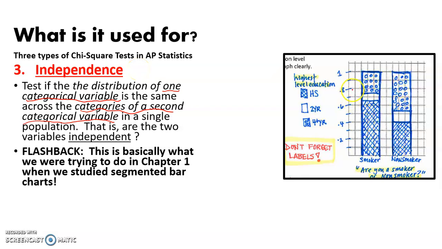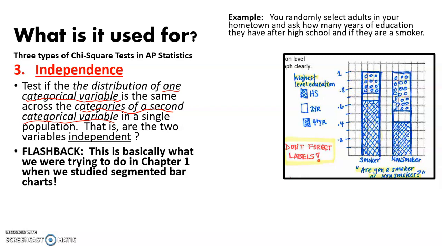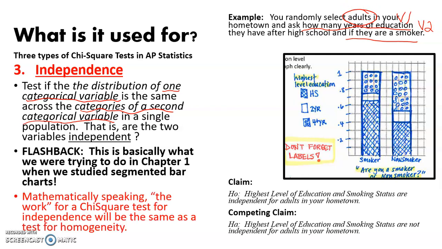And we wanted to know, if I take the highest level of education and I divide that amongst the smoking status here, does this look the same all the way across? Okay, so you randomly select adults in your hometown and you ask them how many years of education they have after high school, that's variable 1, and if they are a smoker, that is variable 2. And you've only got one population, the population of adults in your hometown. So the claim here is that the 2 variables are independent. The highest level of education and smoking status are independent, and my competing claim is that they are not independent.